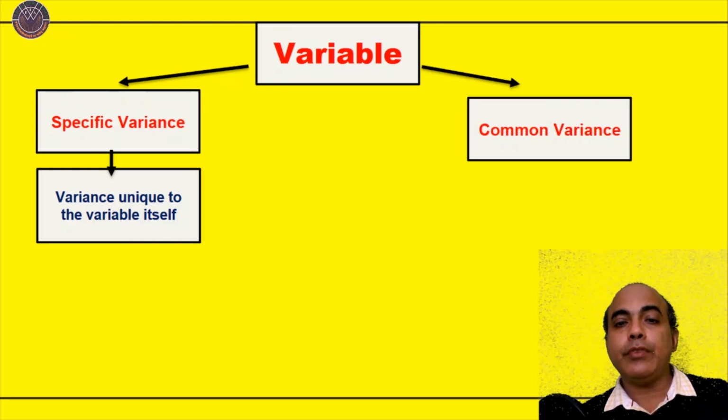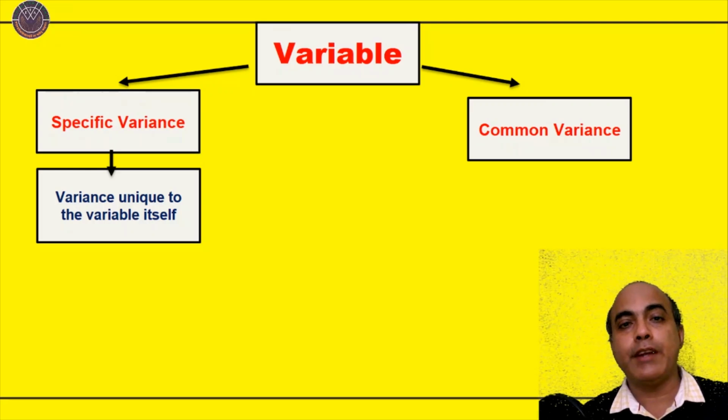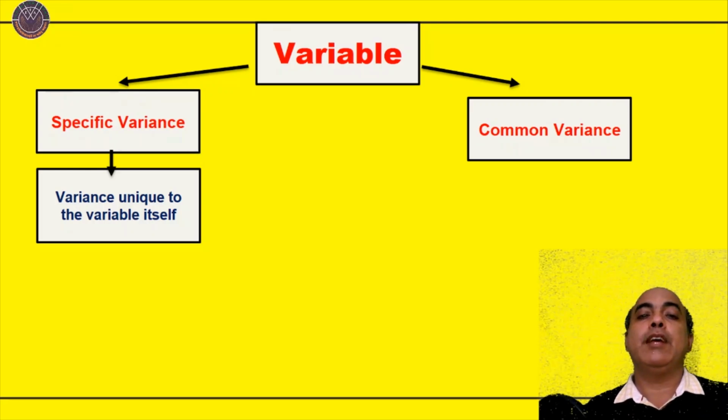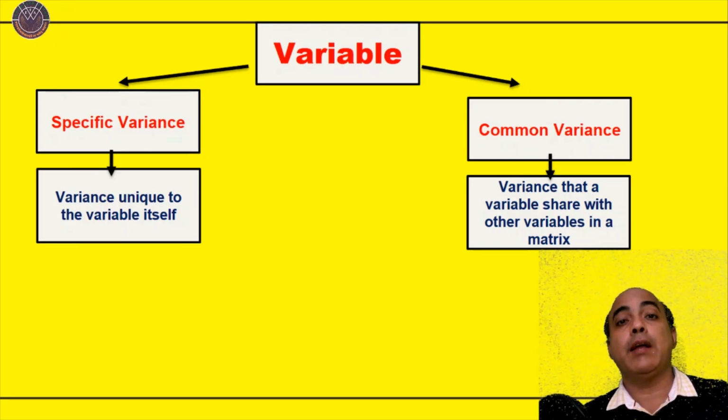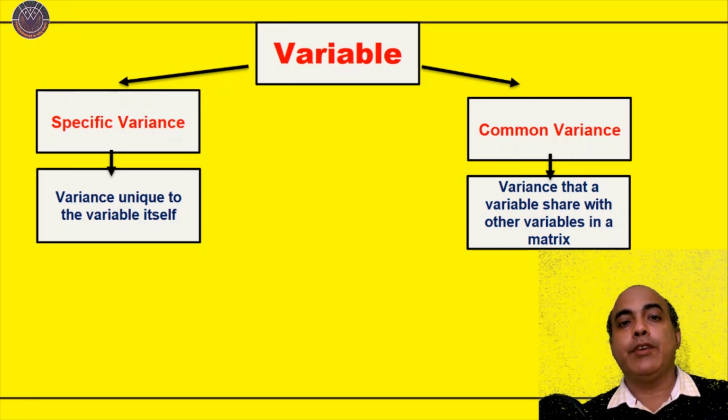Again, there is other variance which is called common variance, that a variable may share with other variables. We can see the variance which it shares with other variables in a matrix. If we are able to observe certain underlying factors or underlying relationships among the variables, it is because of this common variance only that we are able to identify those latent relationships.